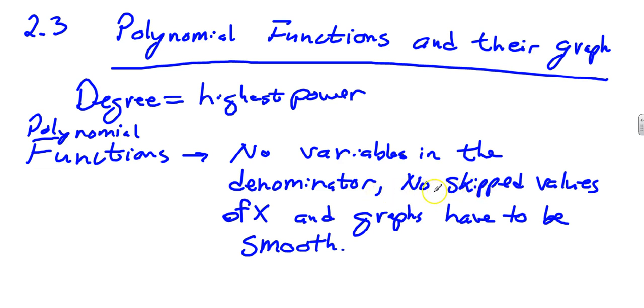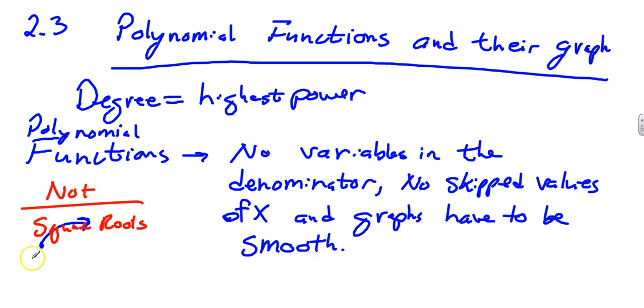You cannot skip any values, which means square roots are out, because you skip the whole back half of the graph. You had a certain starting point, and then you skipped everything beyond that. So for the skip values, that means there are no square roots. The graphs have to be smooth. That gets rid of the absolute value, because it's not a smooth graph. It comes straight down and straight back out. So absolute values are out.